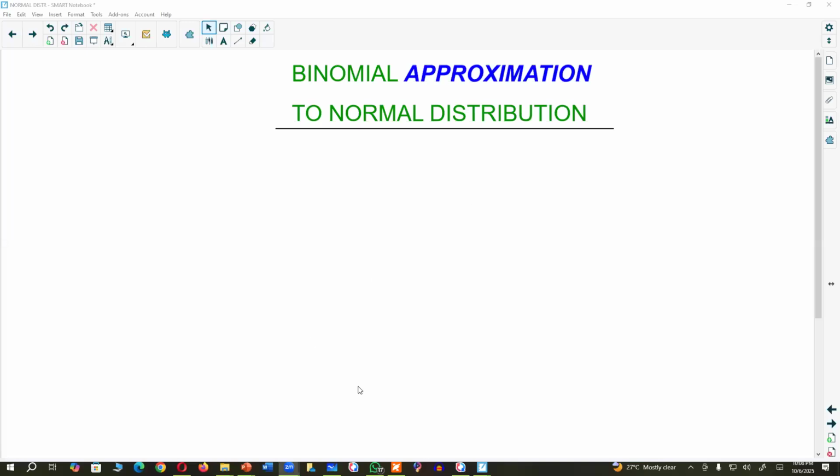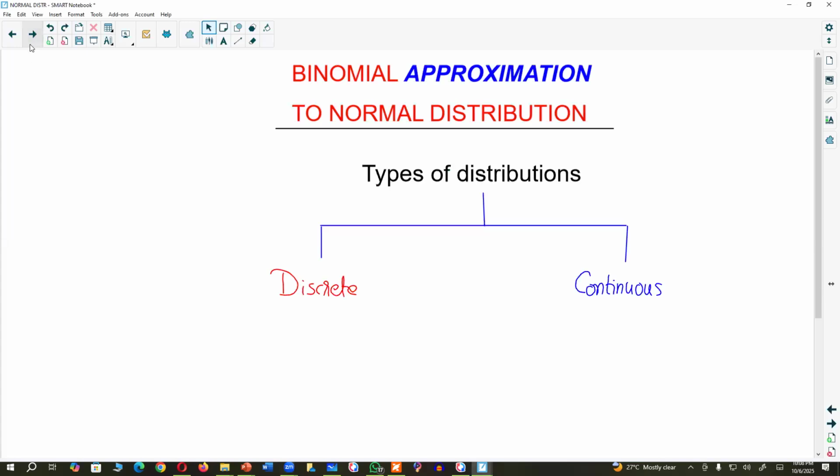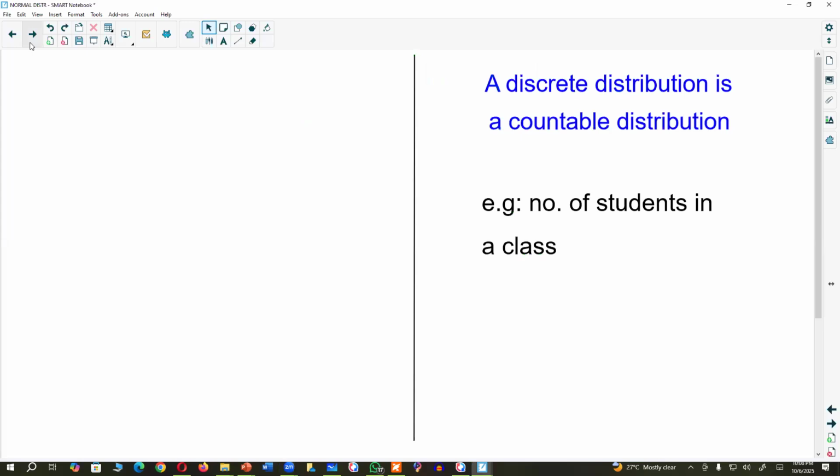We are doing a discussion on binomial approximation to normal distribution. This is a supported topic. We start with the concept that there are two types of distribution: discrete and continuous. Discrete is something which is countable, and continuous is something which is measurable.